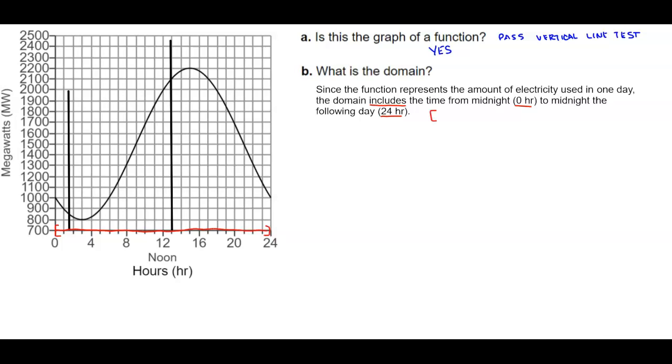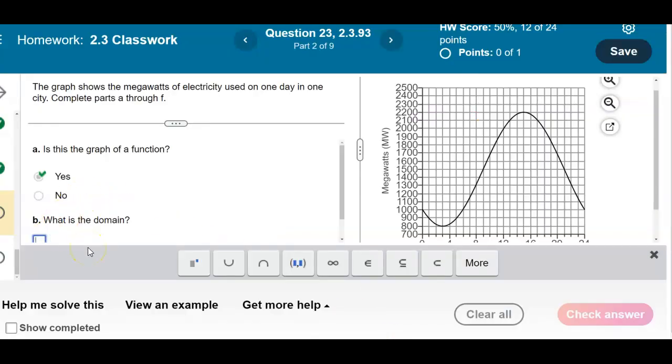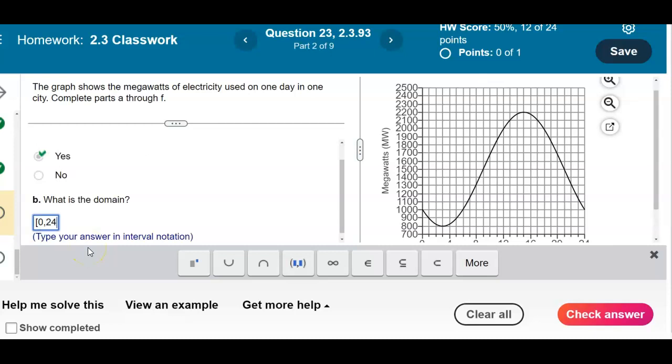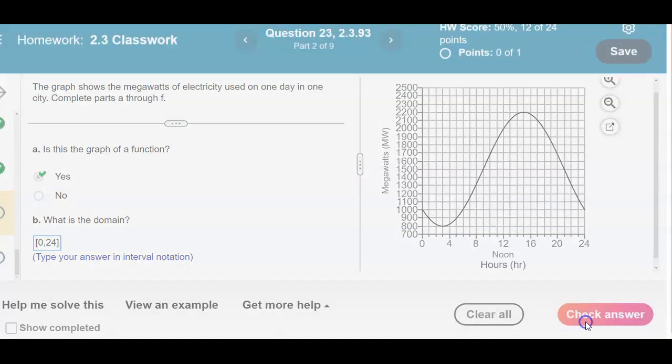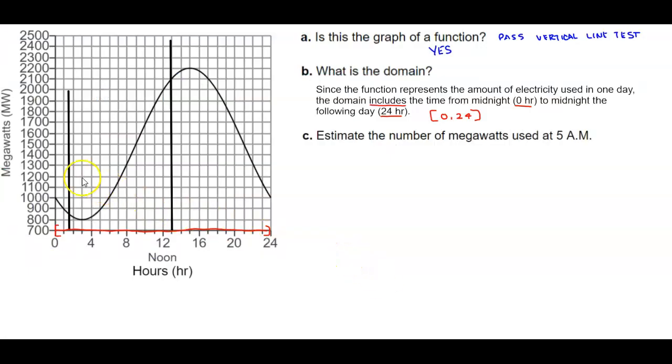So in interval notation, it's going from 0 to 24. Let's go ahead and put our answer in here. So we have bracket 0, comma 24 bracket, and there is our answer. Now it's saying to estimate the number of megawatts used at 5 a.m. So let's take a look at the graph.